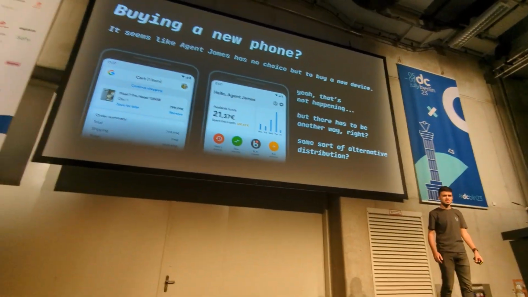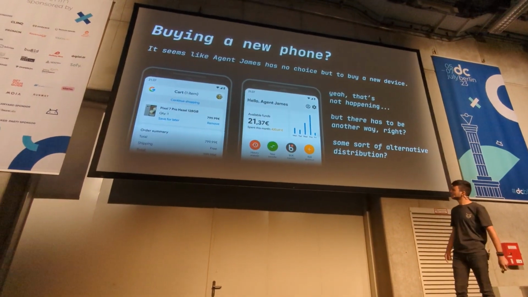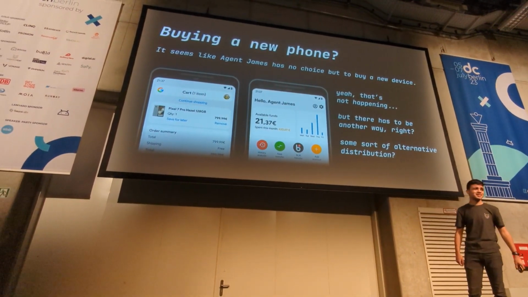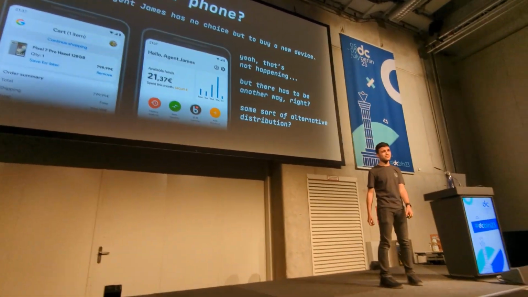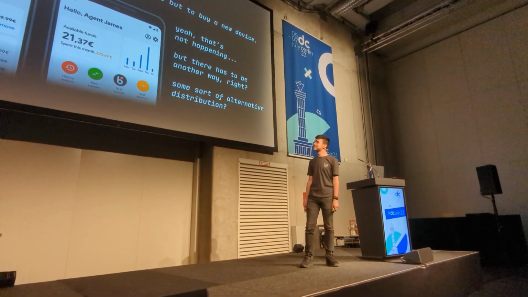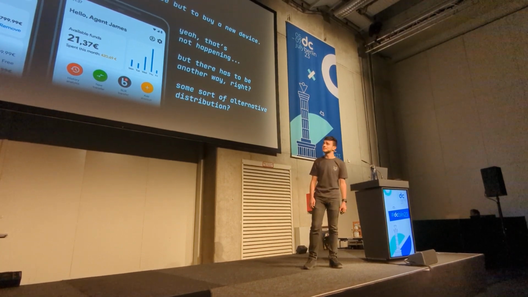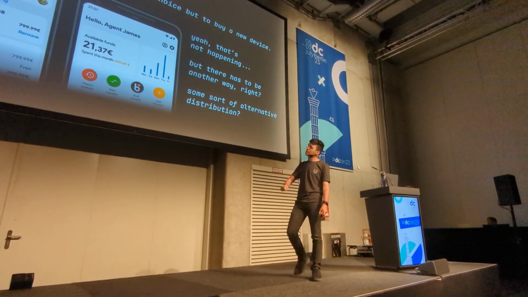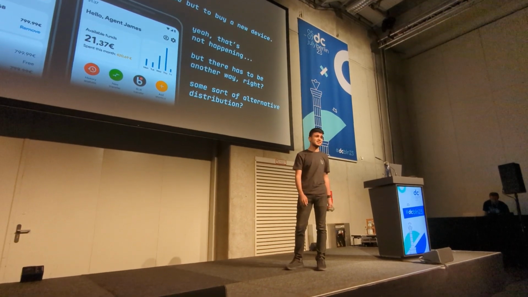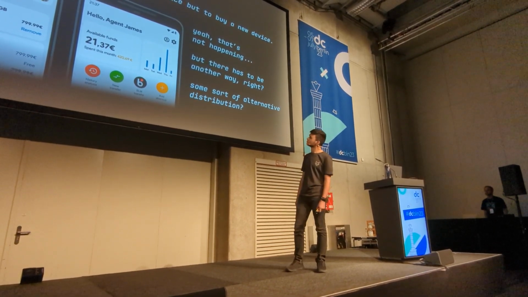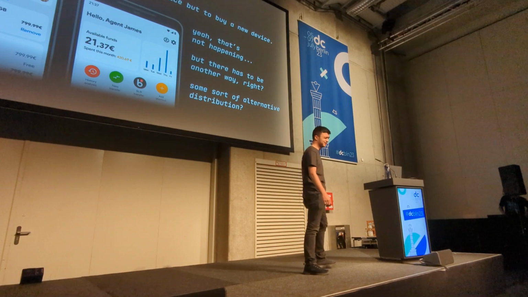Buy a new phone? Not really. My balance doesn't agree. You know, the MI6 did not invest as much budget as it did in 2017. I only have €21.37, and I'm eyeing the Pixel 7 Pro, which is around 800. Yeah, I need to go overtime, I think.